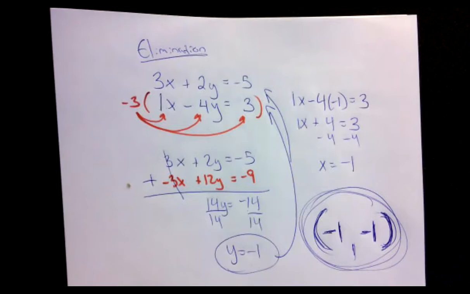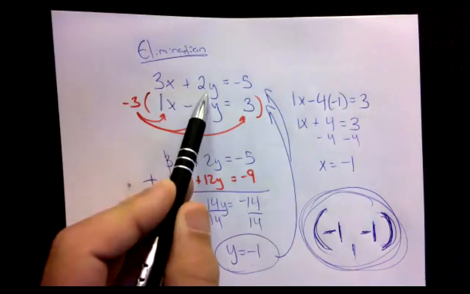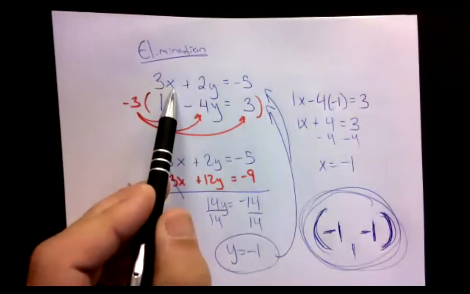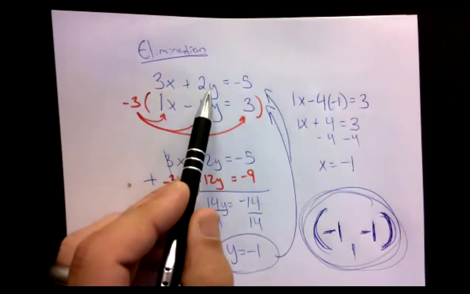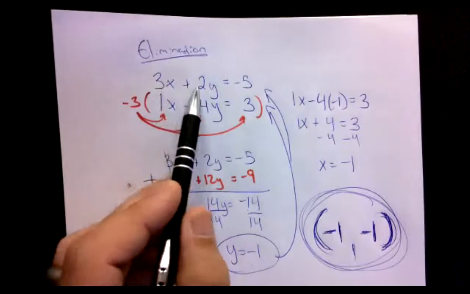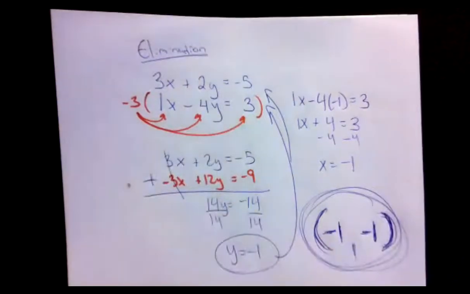Again, really easy to check it. If we want to, we could just simply plug it into the other equation. So 3 times -1 is -3. 2 times -1 is -2. -3 and -2 is -5. It checks out. Or again, just as easy, go to Desmos.